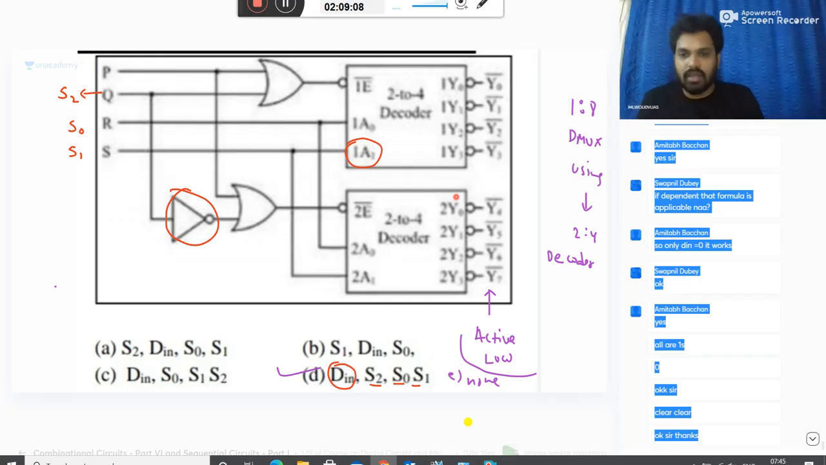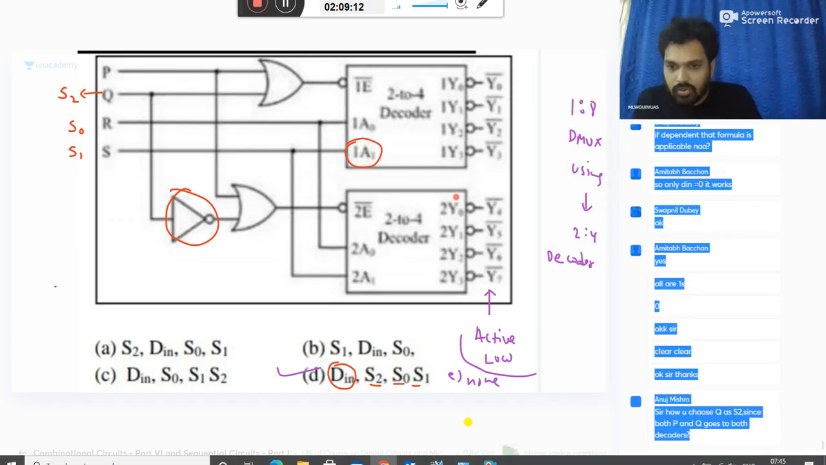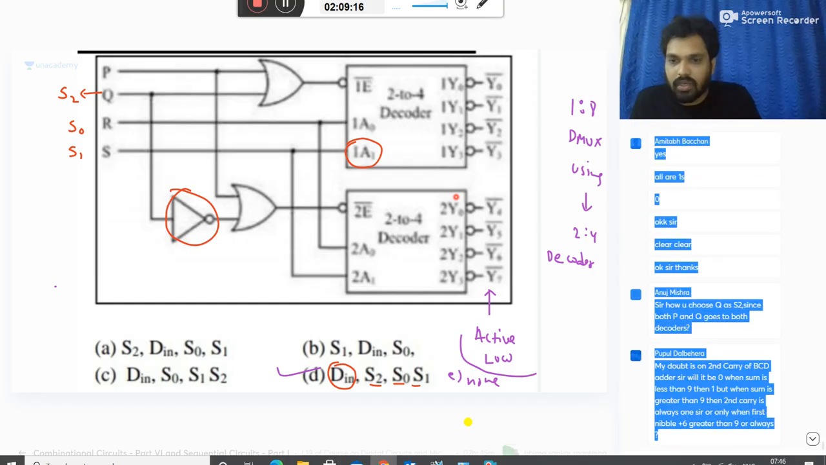Right. Any other questions? Anuj, someone asked me, sir, how to choose Q as S2, since both P and Q go to the decoder. That's what I said, Anuj. P is directly going, but Q is going through an inverter. Does it make sense or not?